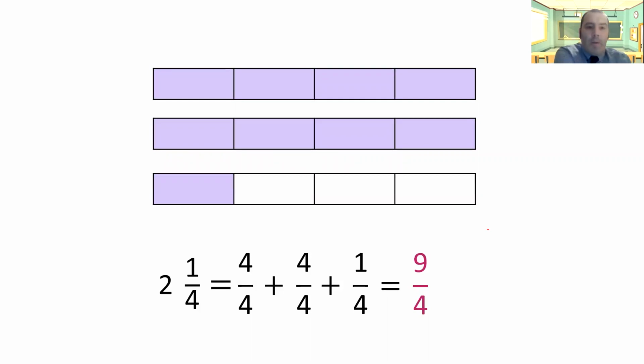So if we look at the top bar, we've got 4, and we've got that shown in our calculation. Second bar, we've got 4, again shown in our calculation. Our third bar, we've only got 1. So as you can see, I've added my numerators, I've not added my denominators.